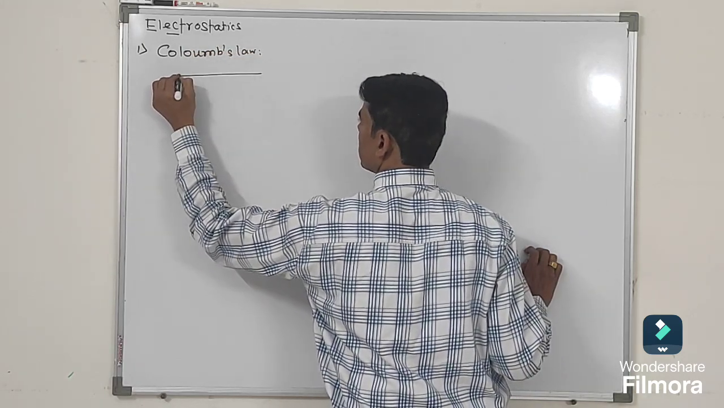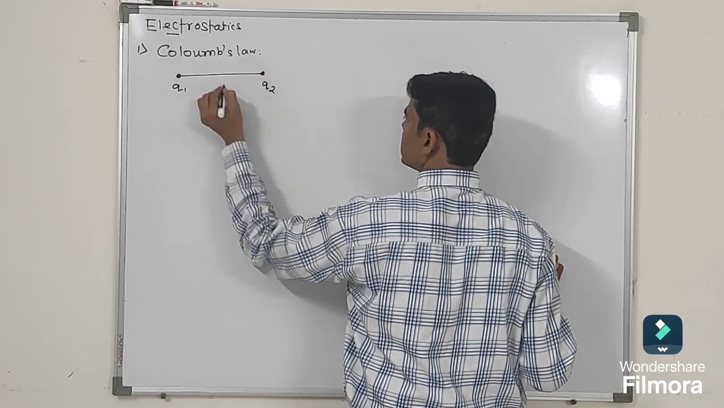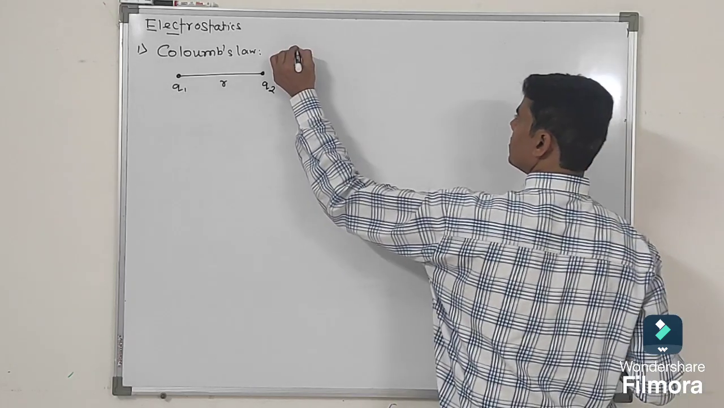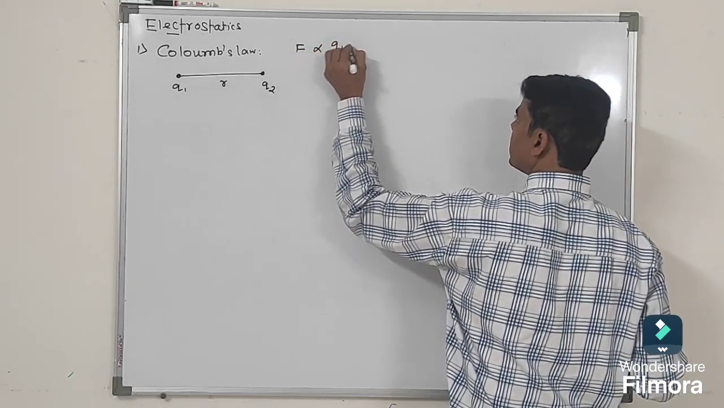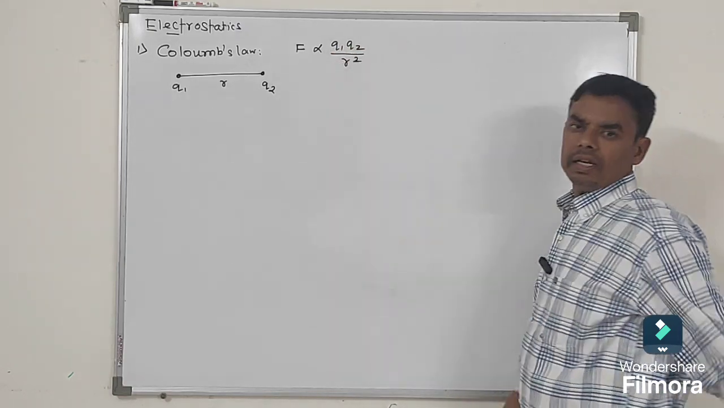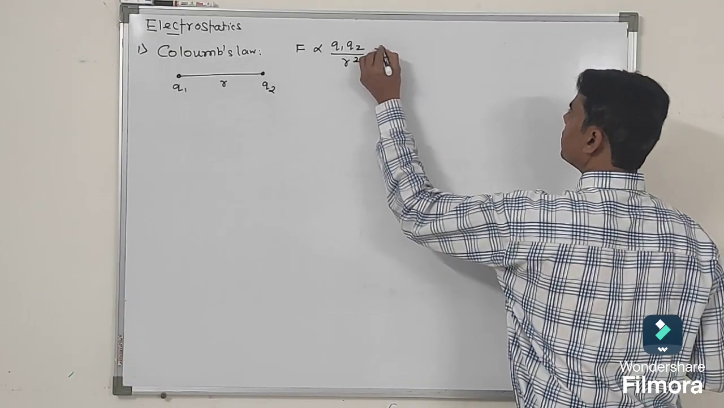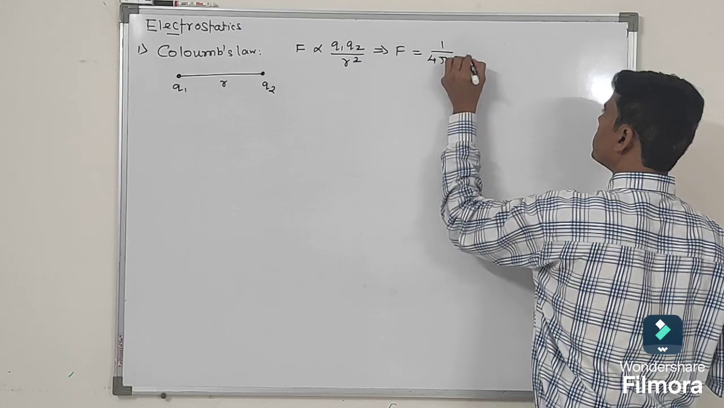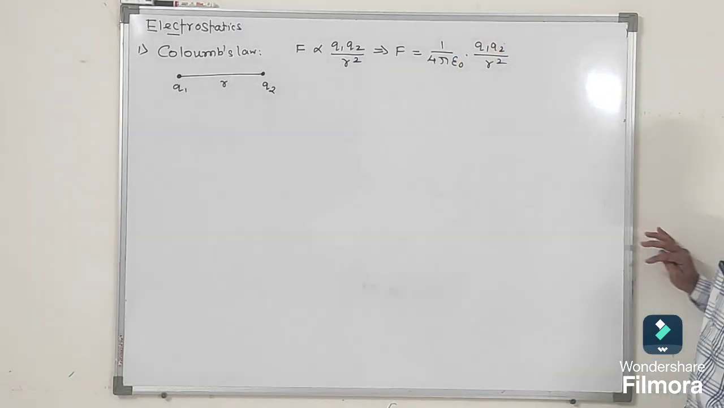According to this particular law, if there are two static charges separated by finite distance r, then there is a force of attraction or repulsion between these two charges that is directly proportional to the product of the magnitude of charges and inversely proportional to the square of the distance between them. In the equality sign we can write this as some constant 1 upon 4 pi epsilon 0, q1 q2 upon r square. This is Coulomb's law.